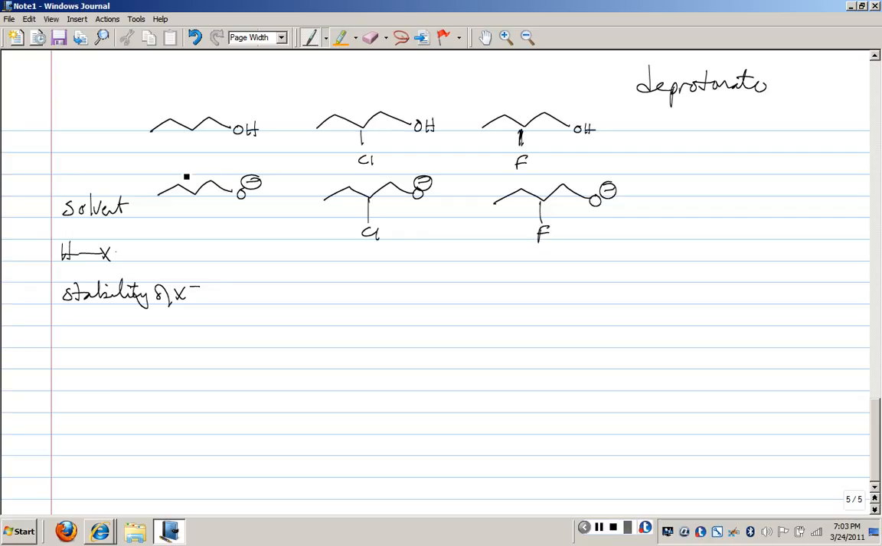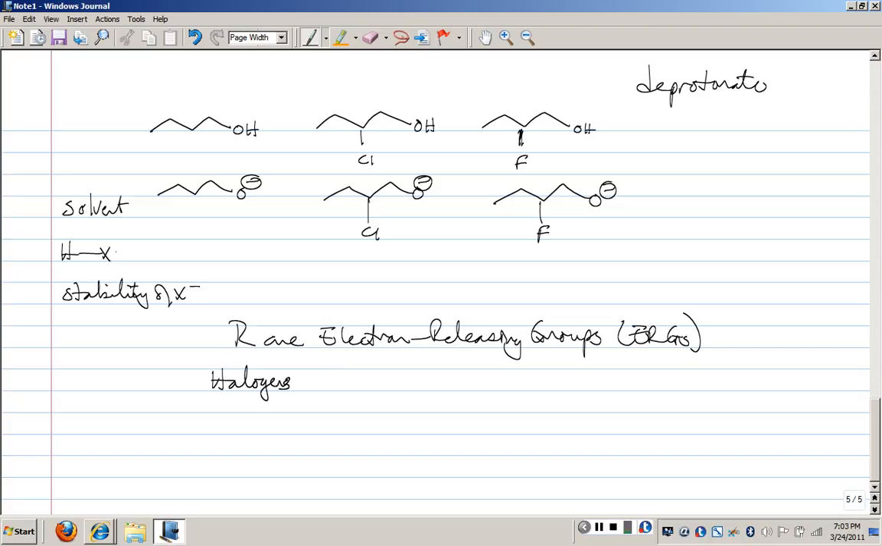Alkyl groups are electron releasing. This is something we learned today, and you have to remember this. Alkyl groups are electron releasing groups, right? They're called ERGs. In contrast, some groups like chlorine, so halogens, for example, and in general, halogens or heteroatoms, are EWGs. They are electron withdrawing groups.